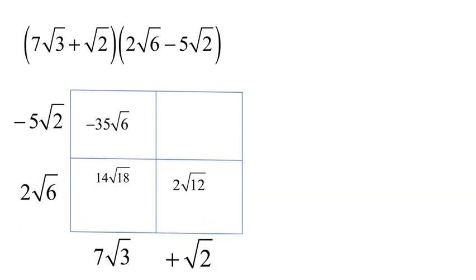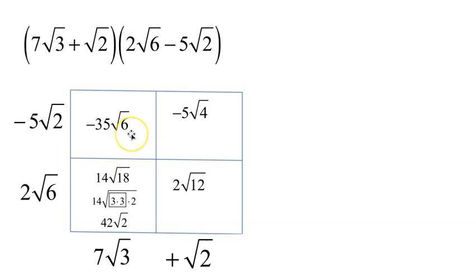And then finally, I have negative 5 root 2 times root 2, which is negative 5 root 4. Now, many of these can be simplified. So let's go with our process. First off, 18 is 9 times 2, or 3 times 3 times 2. So that 3 comes out. 14 times 3 would be 42, with the 2 left. That'll give me 42 root 2.